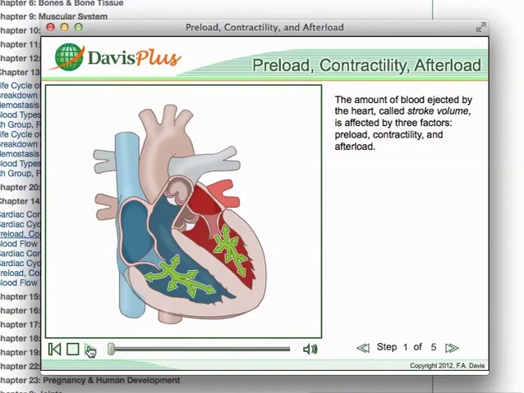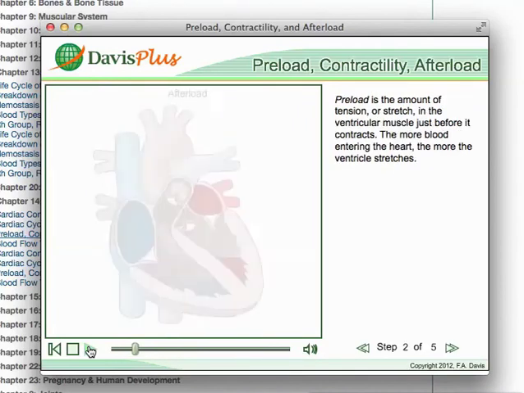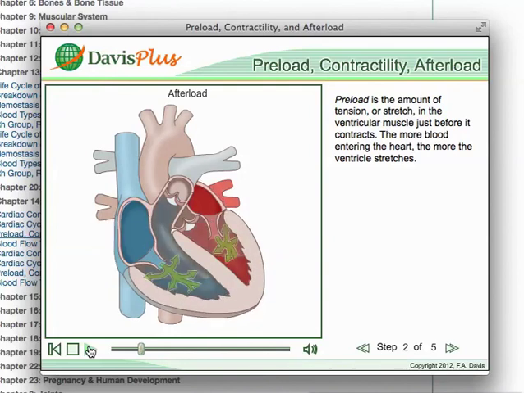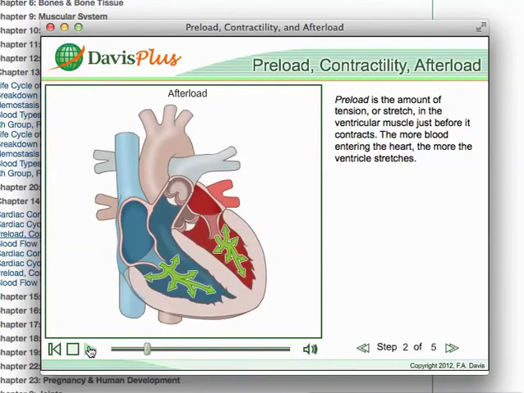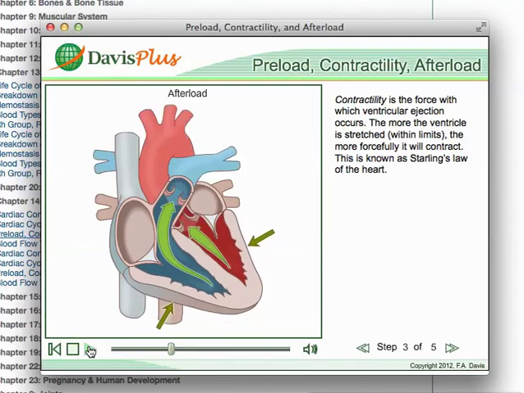The amount of blood ejected by the heart, called stroke volume, is affected by 3 factors: preload, contractility, and afterload. Preload is the amount of tension or stretch in the ventricular muscle just before it contracts. The more blood entering the heart, the more the ventricle stretches. Contractility is the force with which ventricular ejection occurs. The more the ventricle is stretched within limits, the more forcefully it will contract. This is known as Starling's law of the heart.